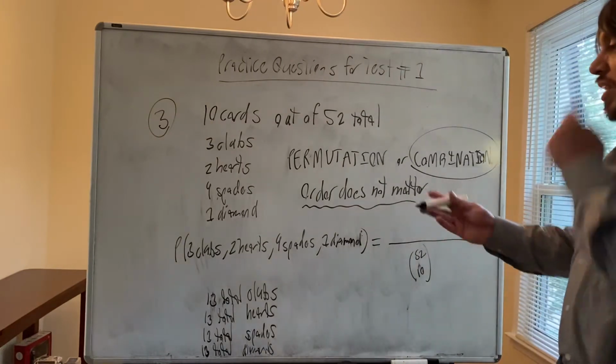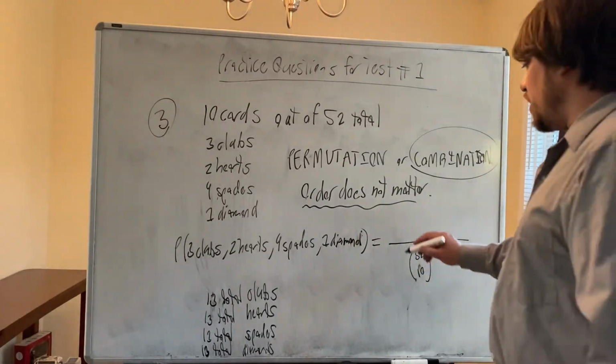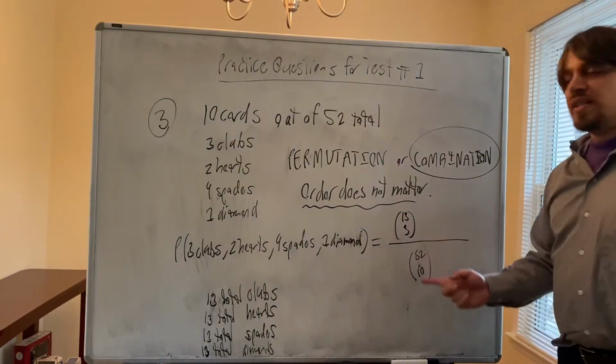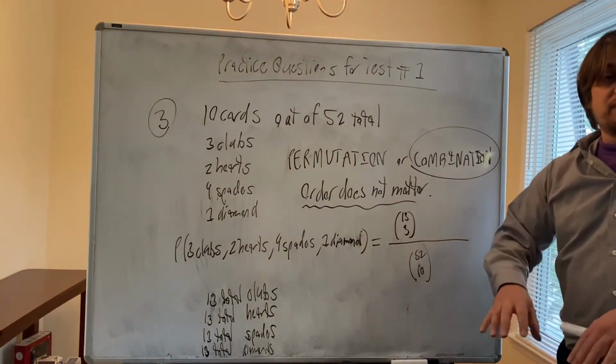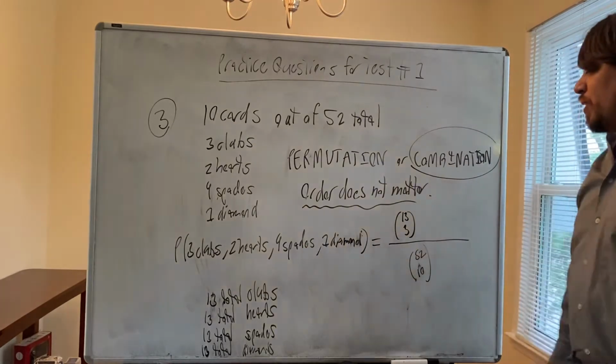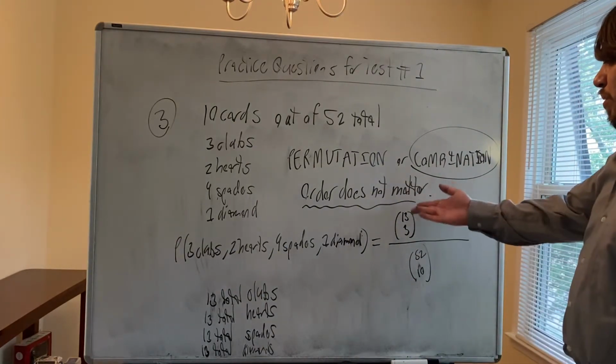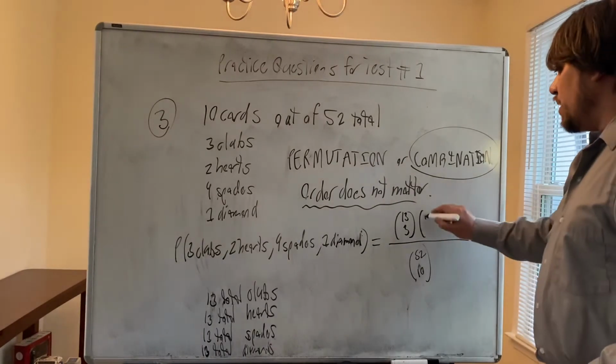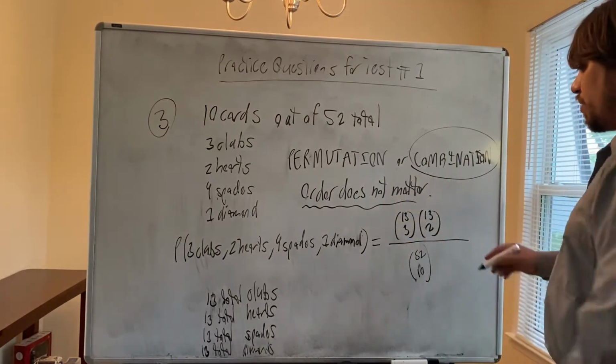So if I want to choose 3 clubs, and there's 13 total clubs in the deck, I have to choose 3 out of the 13 clubs in the deck. So that's 13C3. That's the number of ways of choosing 3 things from a set of 13 things. So 13C3 is the number of ways to choose 3 clubs out of 13 clubs. 13C2 is choosing 2 hearts out of the 13 hearts.